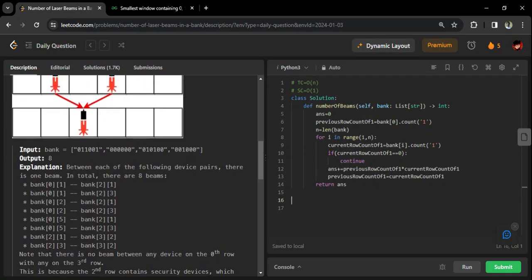So let us see what are the inputs given. You can see that we are given a bank array, and each element in this array is actually a binary string. We can call it a binary string because it has only zeros and ones present, and ultimately we have to return an integer as the output.